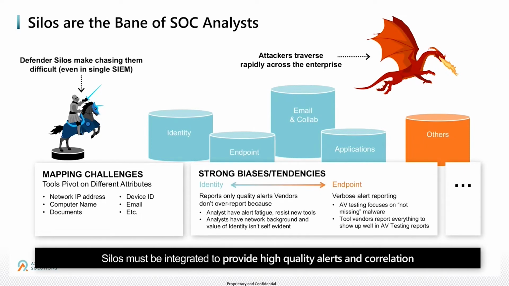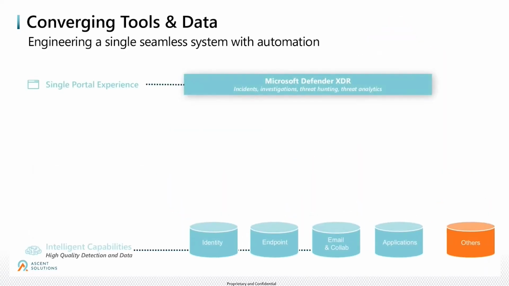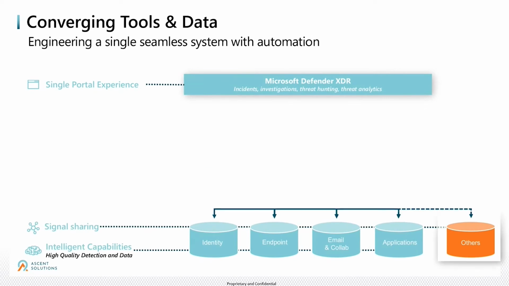This also creates some mapping challenges, because, say, is an IP address from the email context formatted the same as the data that you could get for the endpoint? So silos really must be integrated to provide high quality alerts and correlation. And more, we are pushing customers and partners to use an incident type of mindset instead of chasing individual alerts.